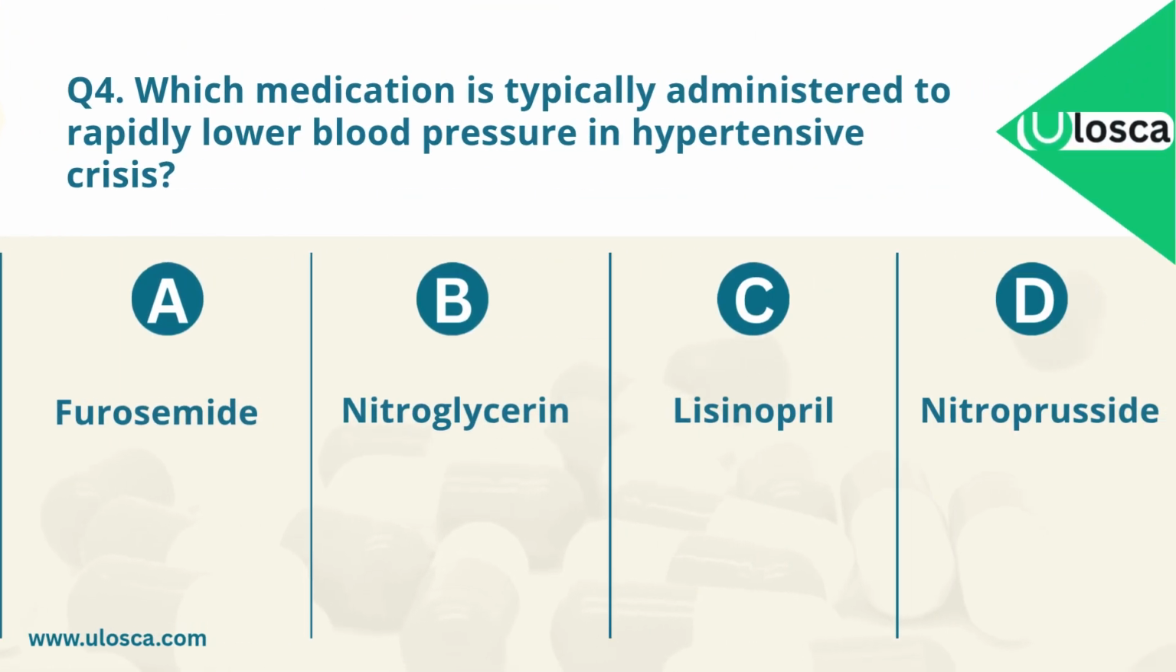Question 4. Which medication is typically administered to rapidly lower blood pressure in hypertensive crisis? A. Furosemide. B. Nitroglycerin. C. Lisinopril. D. Nitroprusside. Which one is the correct answer?